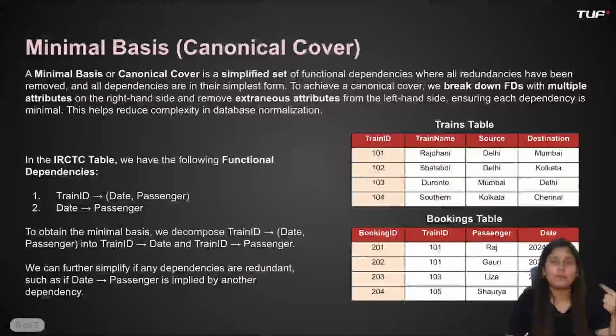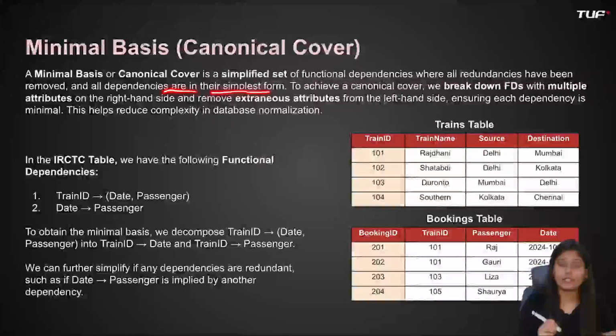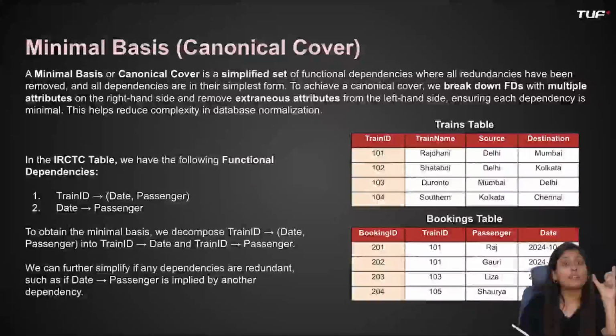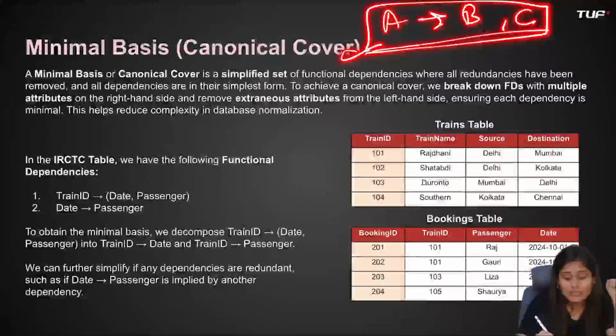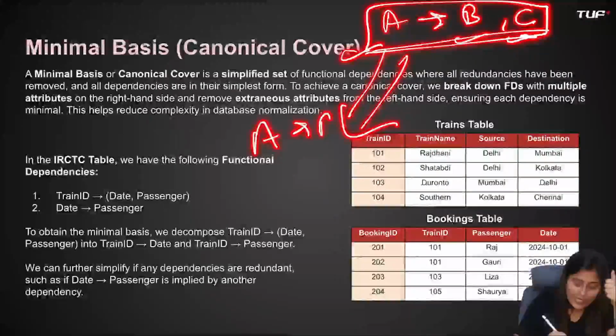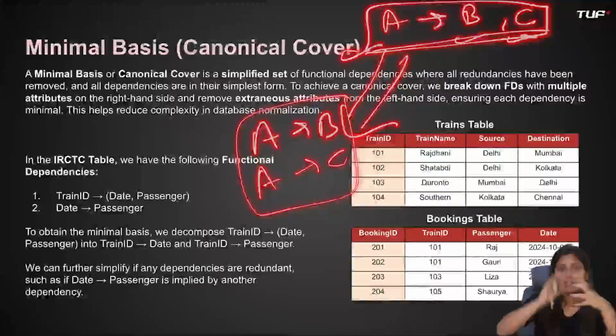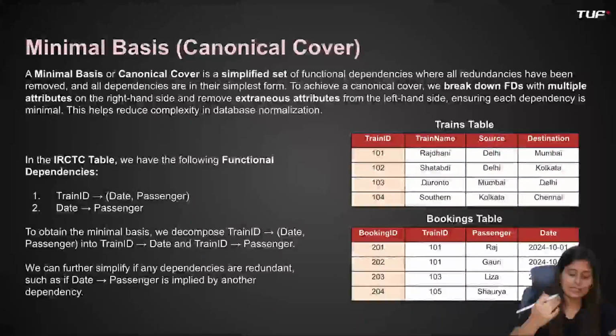Next is minimal basis, that is canonical cover. It is a simplified set of functional dependencies where all redundancy has been removed and all dependencies are in the simplest form. This focuses on removing the redundancy, and also on minimizing the number or complexity of functional dependencies. Let's suppose we say A determines B and C together, and you feel that determining B and C together with A is more complex. Then you can minimize it by saying A determines B and A determines C. You have minimized the functional dependency into the simplest form to understand and to find the relation between the tables. That is called minimal basis or canonical cover.